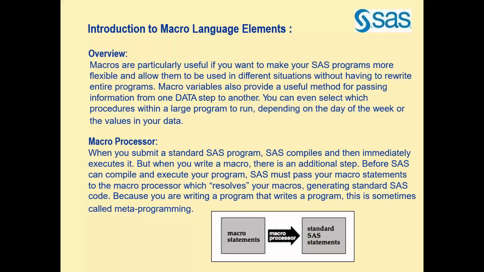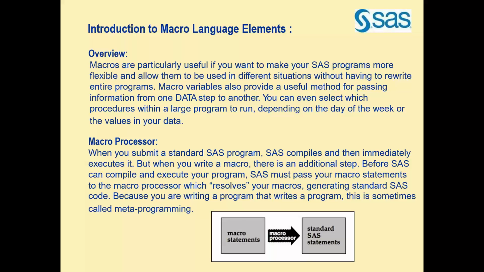Macros are particularly useful if you want to make your SAS program more flexible and allow it to be used in different situations without having to rewrite the entire program again and again. Macro variables also provide a useful method for passing information from one data step to another. So we are talking about macro language. So we are also talking about macro variables, right? Macro variables help us to pass information from one data step to another data step.